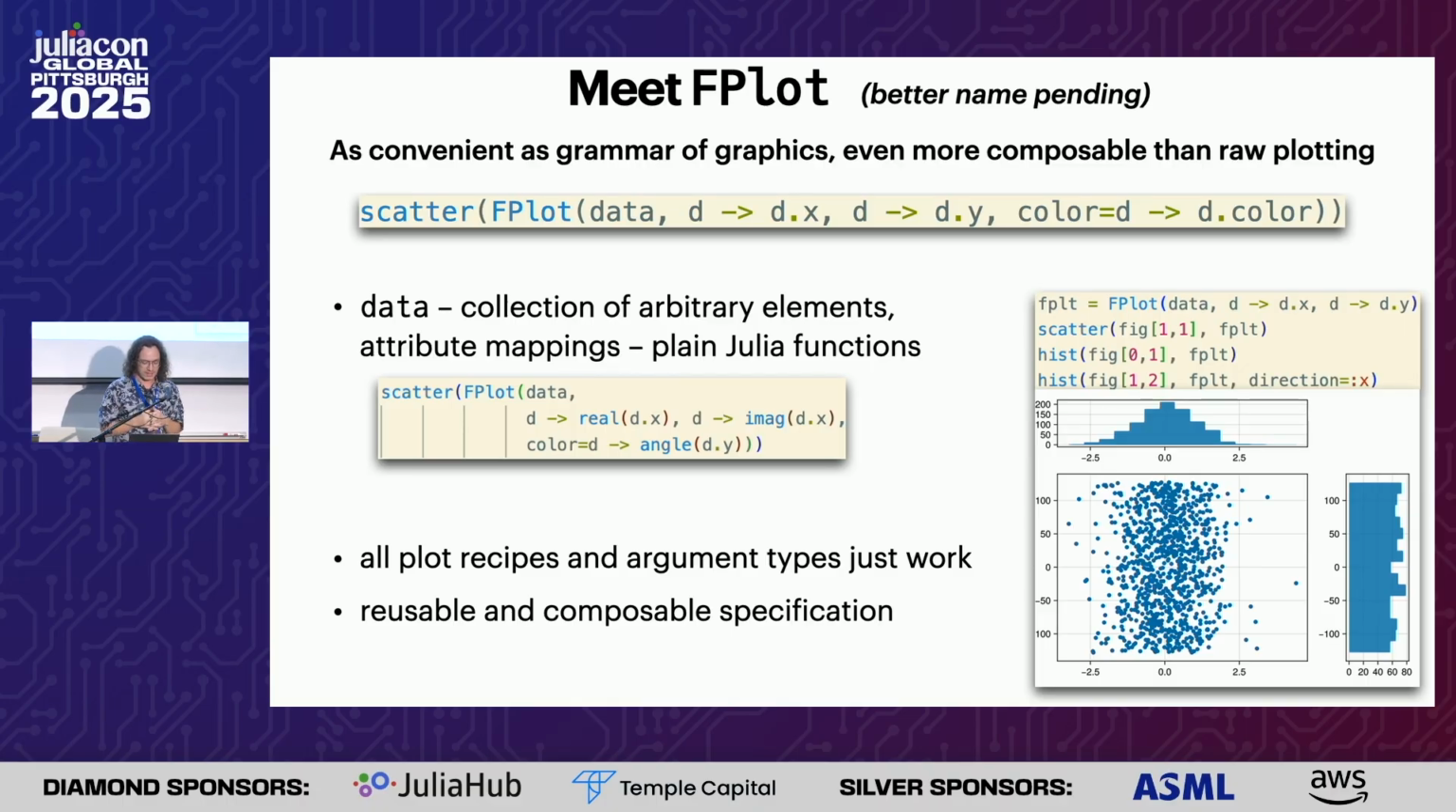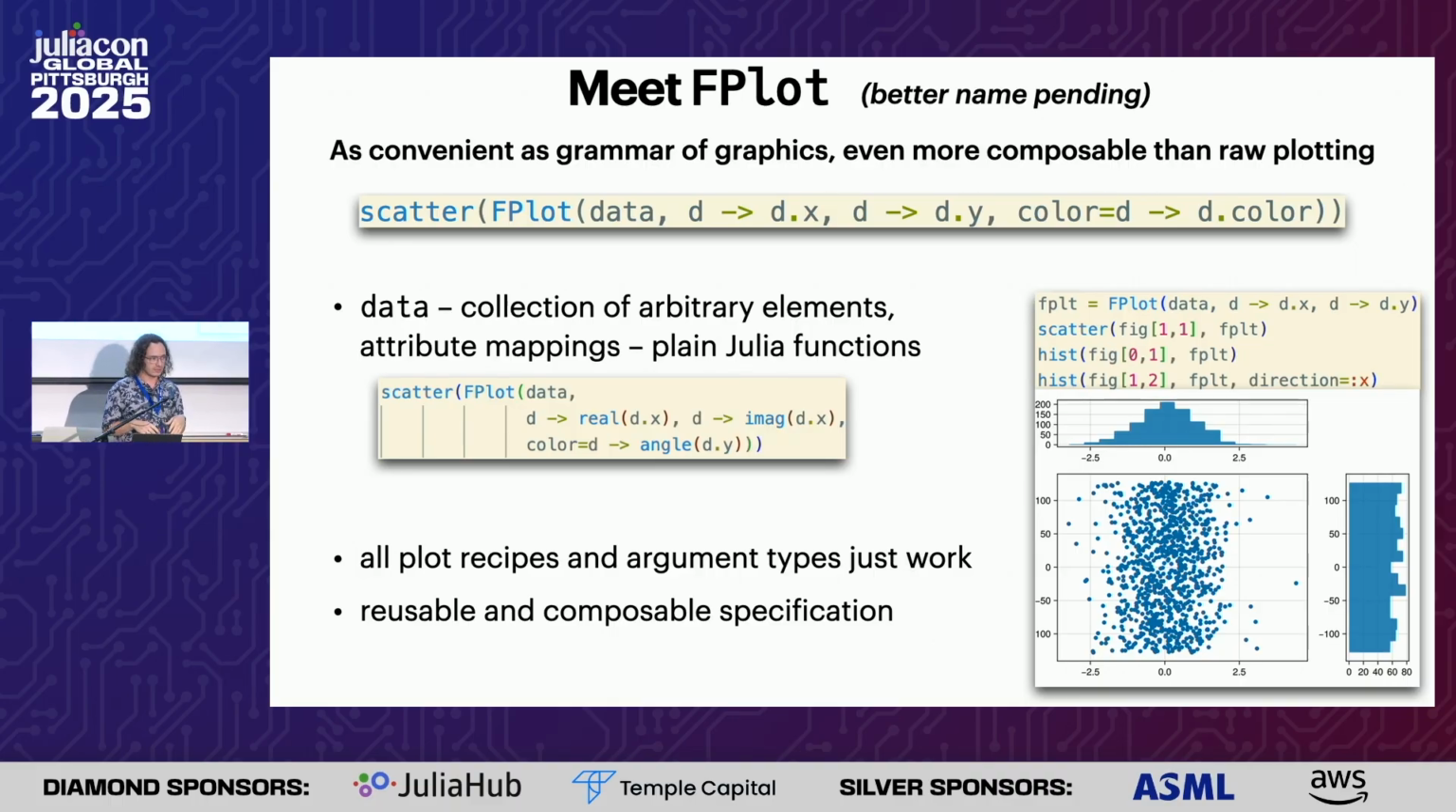First of all, you might not see how it's different from grammar of graphics approaches. One difference is that we are not limited here to tables, to flat tables. Data can be a collection of any kind of elements, and the mappings to plotting attributes are arbitrary Julia functions. Like here, for example, it's not just accessing some field or column in the table. It's really applying some Julia functions like real, imaginary, and angle, and whatever else.